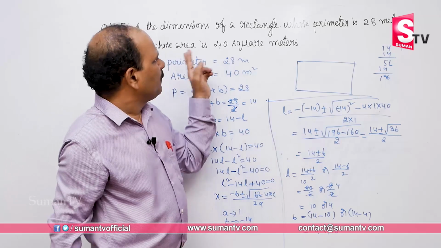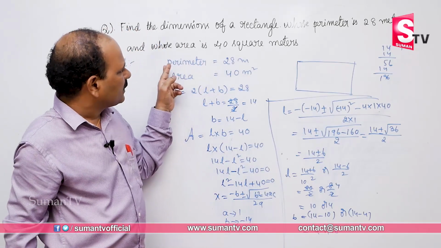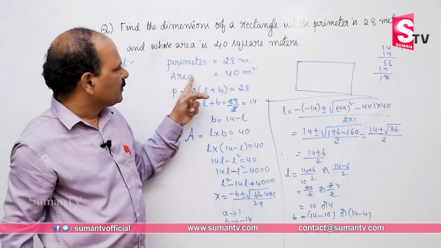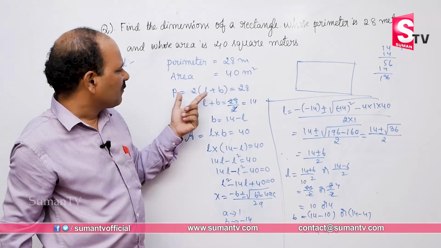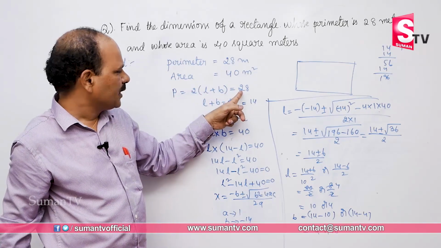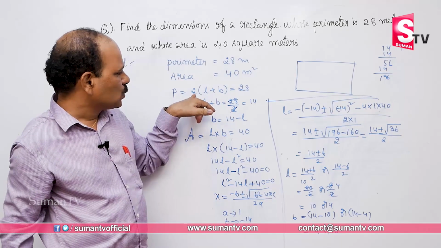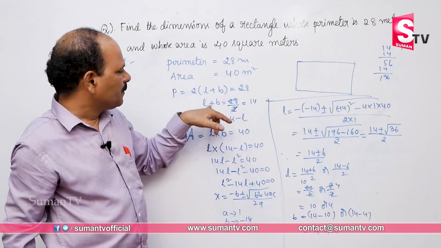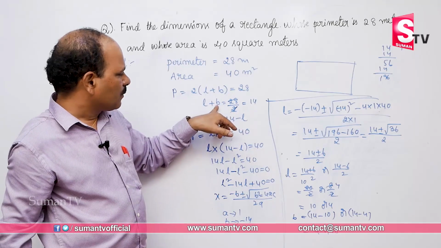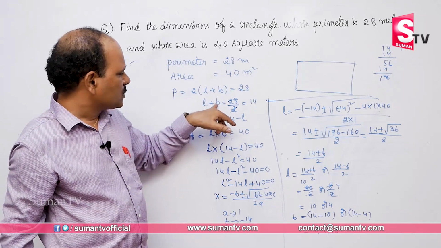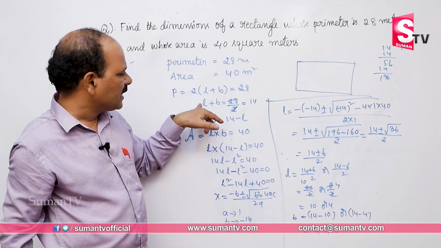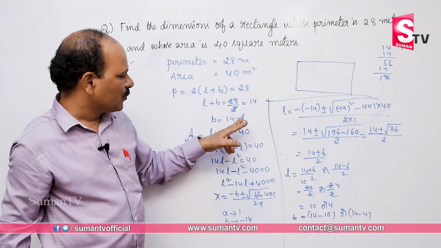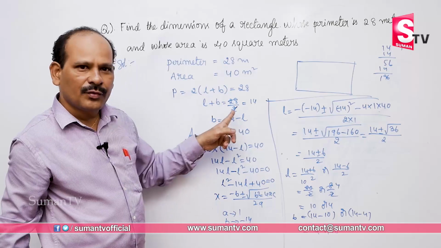Once again, listen. The perimeter of the rectangle is given as 28, and the area of the rectangle is 40. Perimeter formula: 2 into (L plus B) is equal to 28. I am sending this 2 to the right side so it goes to the denominator. After cancellation, L plus B is equal to 14. I am finding only B, so I keep B on the left side and send L to the right side. B is equal to 14 minus L.